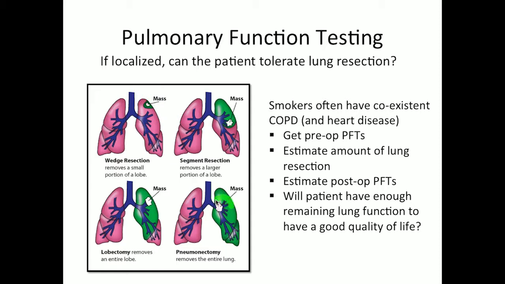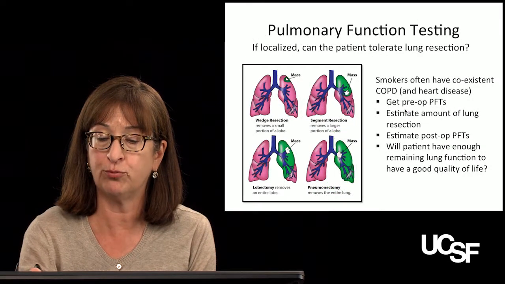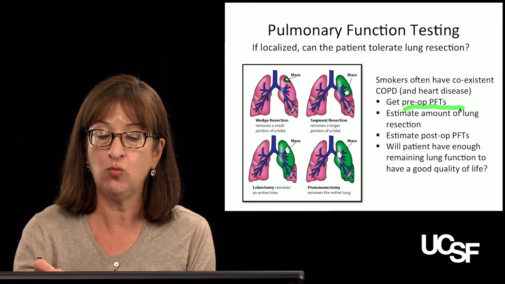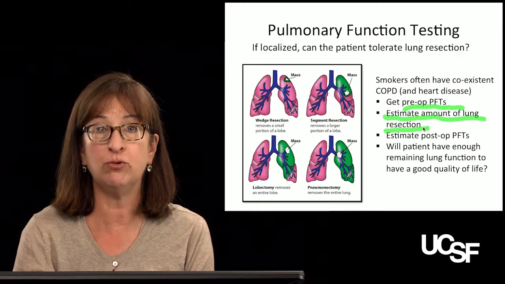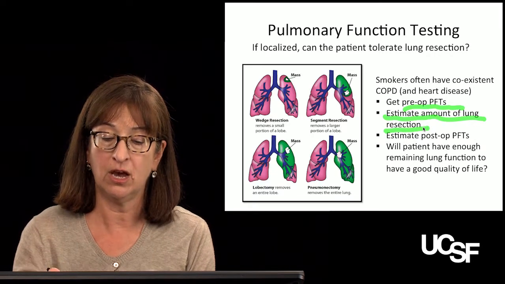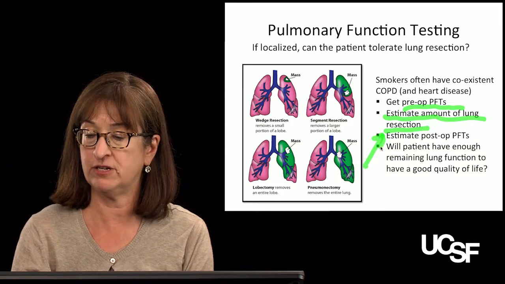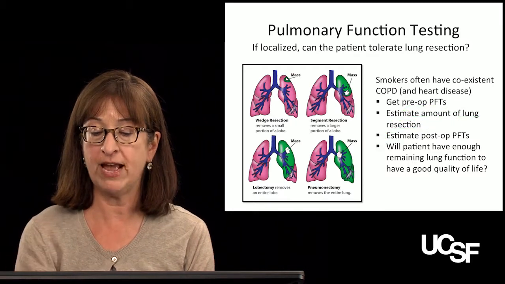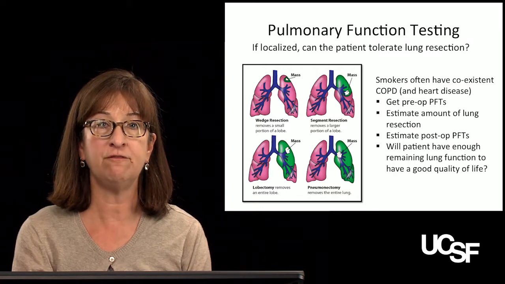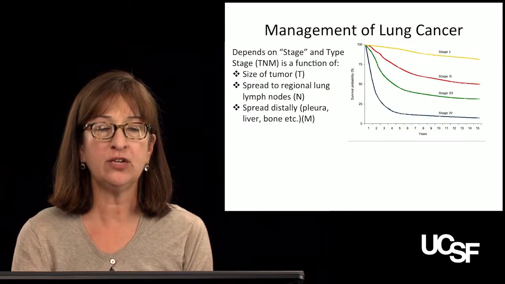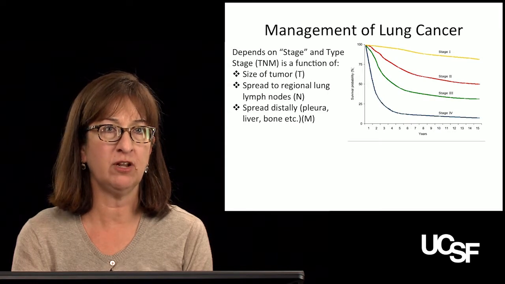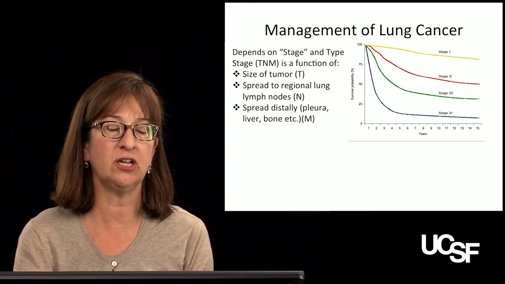But if the mass is closer to the central airways, you may have to resect a lot more lung. In fact, sometimes an entire lung, or pneumonectomy. And there, obviously, you would want to get pre-op PFTs. You want to estimate the amount of lung that you'd need to remove to cure this patient with surgery, and then guesstimate the post-op PFTs, and decide whether the patient will have enough remaining lung function to have a good quality of life. So that's the surgical management of early stage lung cancer.